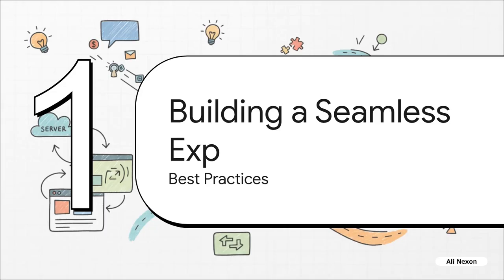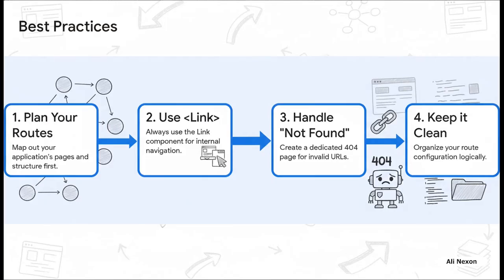So, we've seen the concepts, we've seen the tools. How do we put all of this together to create a truly great, seamless user experience? Well, it really just comes down to a few key principles. Here are 4 essential best practices. First, and this is a big one, plan your structure before you even write a line of code. Second, always use the link component for navigating inside your app. Third, you have to have a fallback not found page for when someone types in a bad URL. And finally, just keep your route definitions clean and organized. It'll save you so many headaches later.